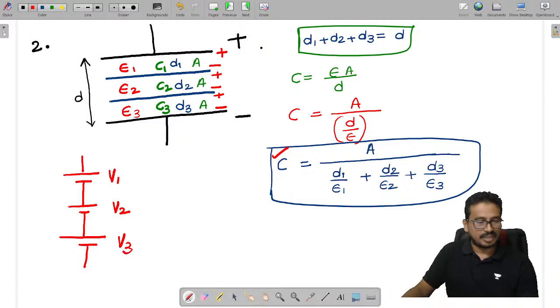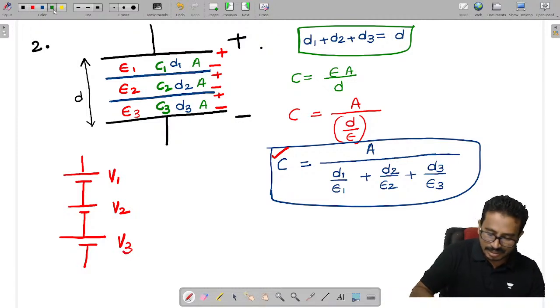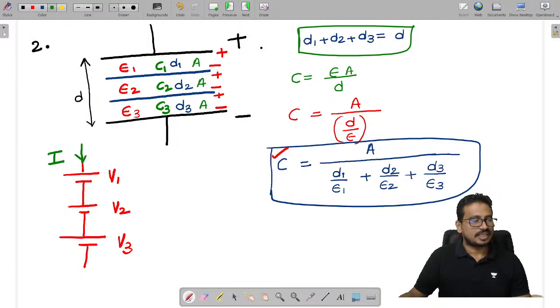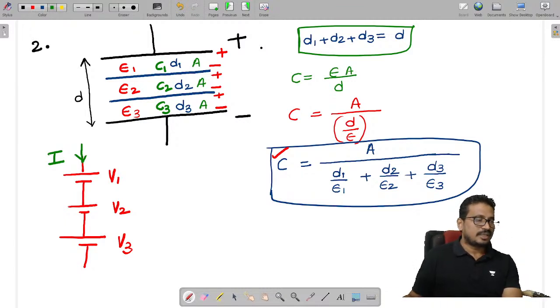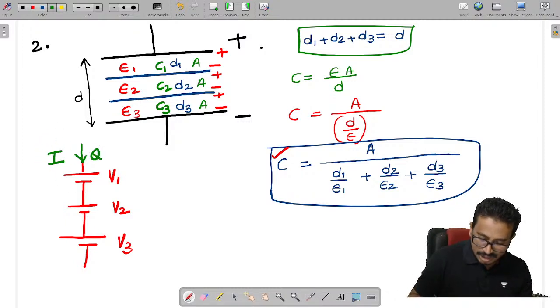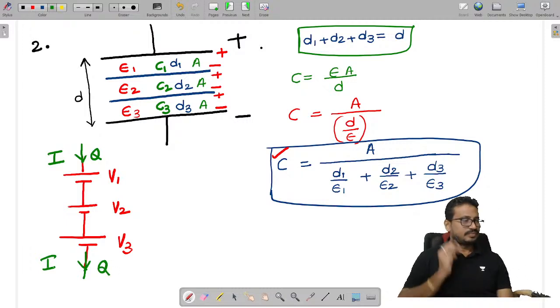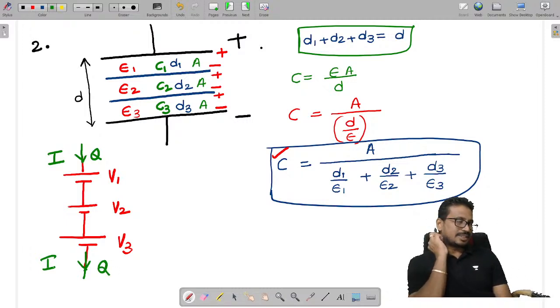But in all this, what about the current? I can treat this as a single current flowing here. Only one current will flow. Then how can I describe the connection? I can say series connection. In series connection, is the current the same or not? And whatever the charge, the same charge will flow through all the capacitors. Current same, charge same.